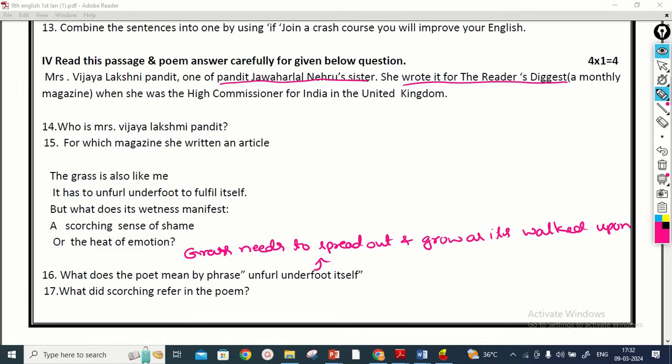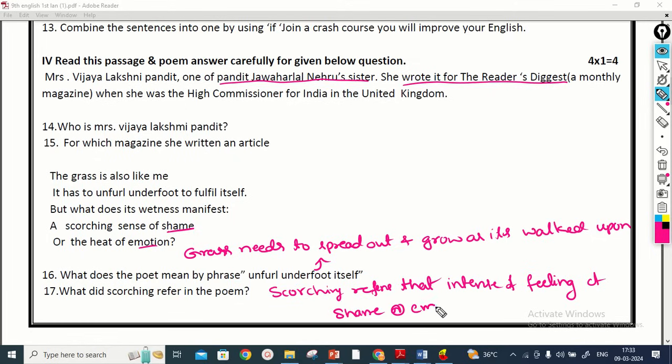And for the second question, what did the scorching refer to in this poem? Scorching in this poem refers to the intense feeling of shame or emotions. Here we write that scorching refers to intense feeling of shame or emotions. So that is the answer for this one.